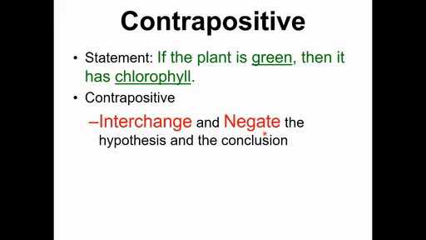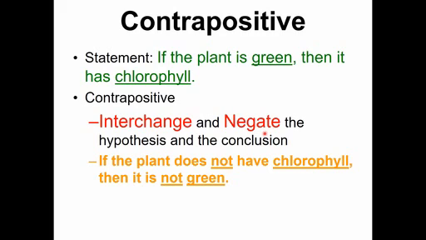So here's what it should look like. If the plant does not have chlorophyll, then it is not green. Notice we took the conclusion, not have chlorophyll, and made that the new hypothesis. We took the original hypothesis, then it is not green, and negated it. So that is the contrapositive, interchange and negate.